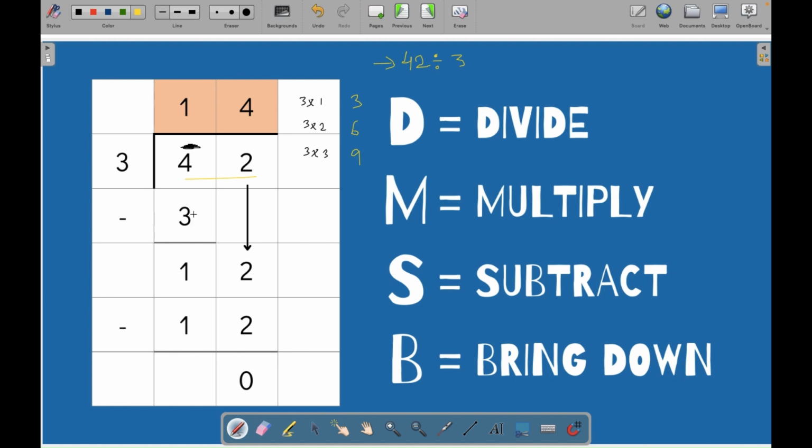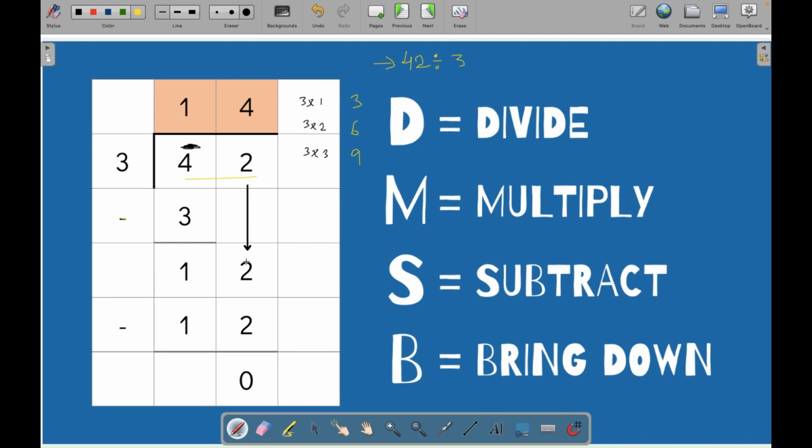The next step is to subtract. We'll subtract these two numbers. In multiplication we used to add, in division we subtract. So we place a minus sign here and then subtract. 4 minus 3 gives us 1. Now the fourth step is to bring down. We got the remainder 1 and we notice that this 1 is smaller than 3, so we cannot continue with the division any further.